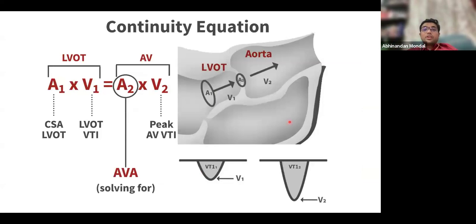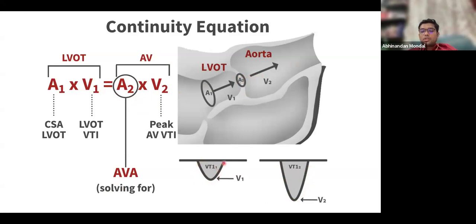So what is the continuity equation? Continuity equation means whatever goes in has to go out. That means whatever blood is going towards the LVOT will come out through the aorta if there is no regurgitation. So suppose the LVOT has area A1 and LVOT VTI is V1, then A1 into V1 is equal to A2 into V2. A2 is your aortic valve area that we are solving. This is your VTI of your LVOT and this is your VTI of your aortic valve.